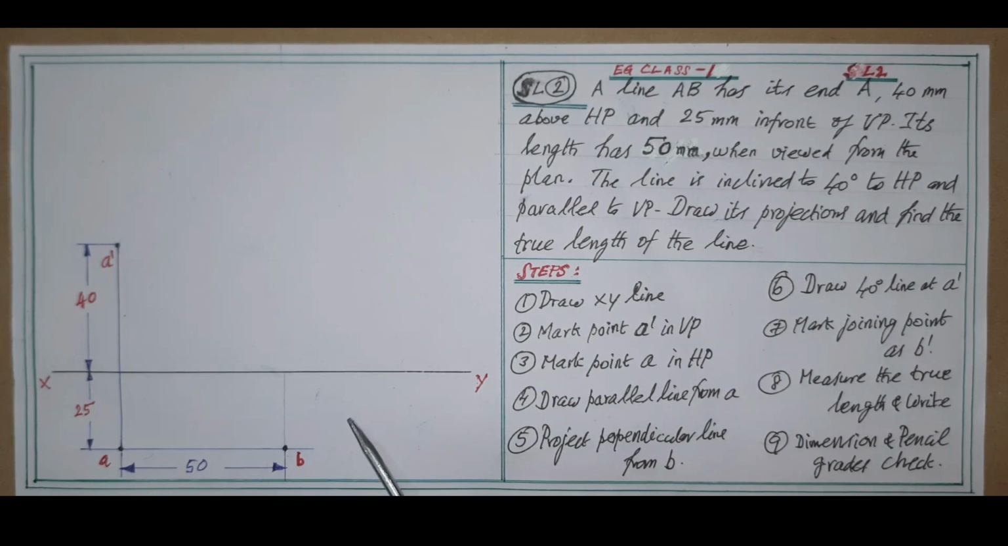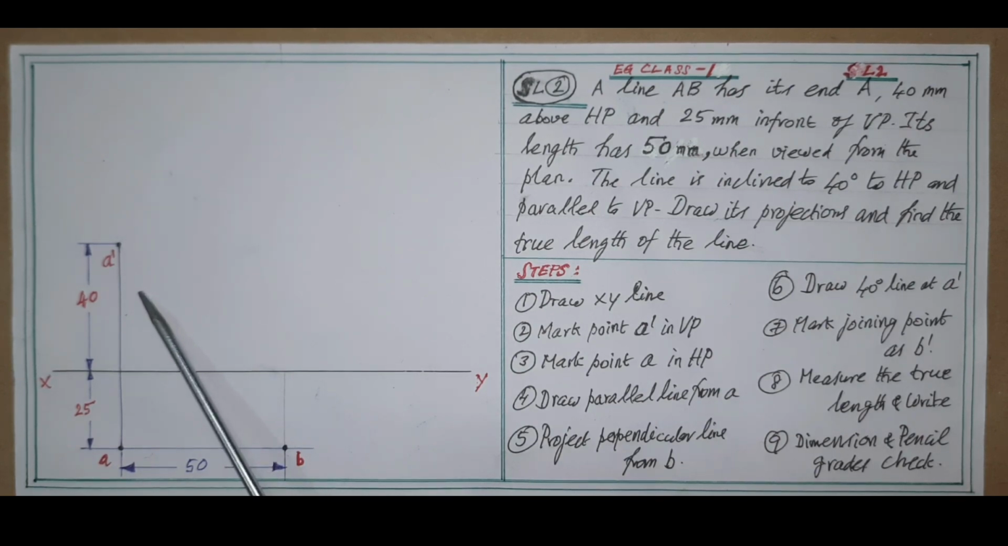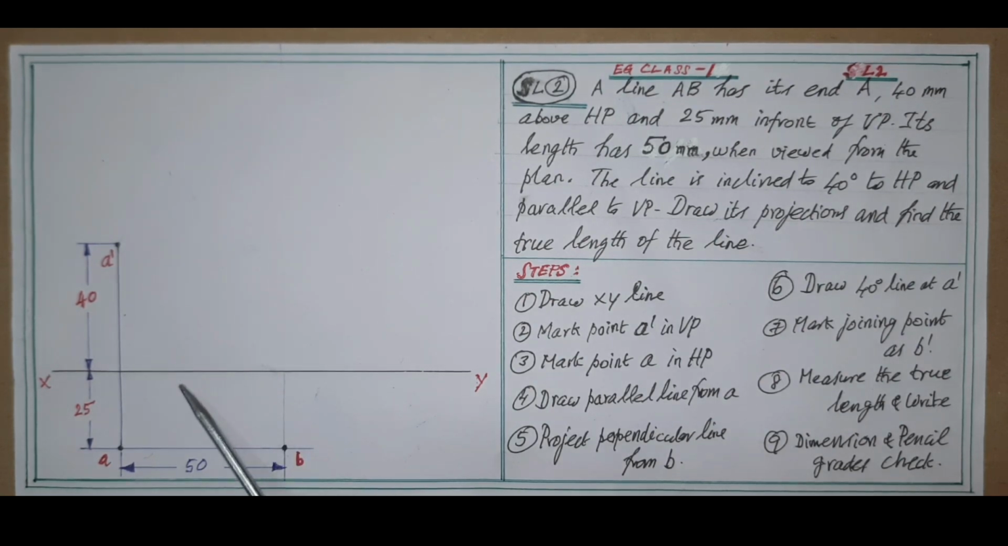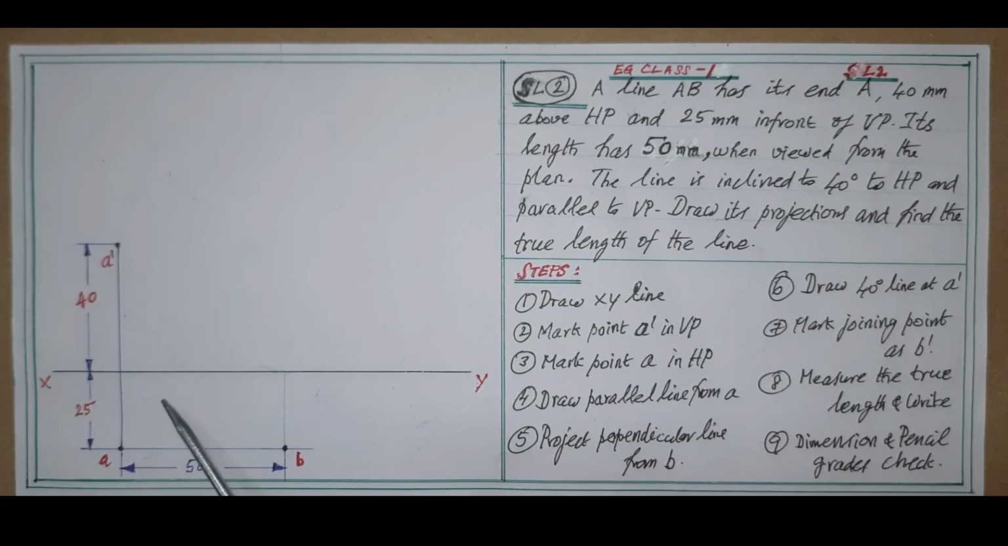First draw the XY line and then mark point A dash at 40 mm above the horizontal plane as given, that is above the XY line in the vertical plane. Draw the projection extension vertically downwards as shown here, so that the other projection point on the horizontal plane falls as shown here, that is point A, below the XY line in the HP.